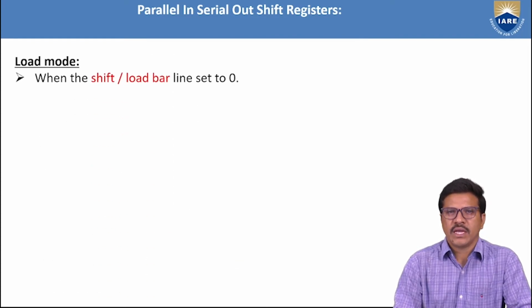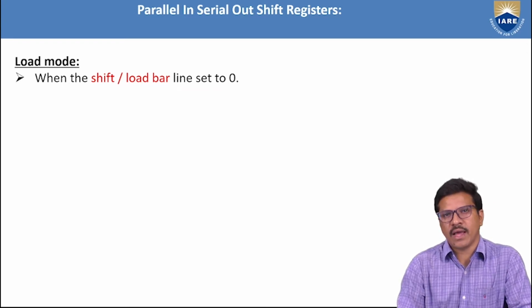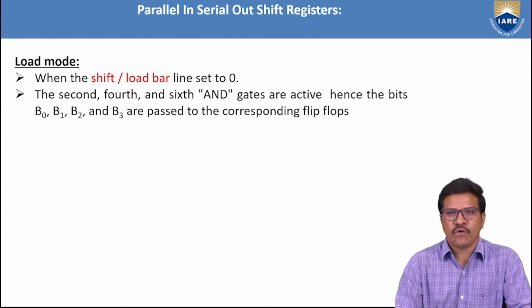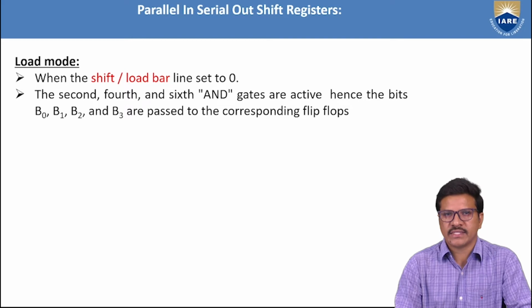Load mode, when shift by load bar line is set to 0, the second, fourth, sixth, that is, the even-numbered AND gates are active, hence the bits B0, B1, B2, B3 are passed to the corresponding flip-flops.